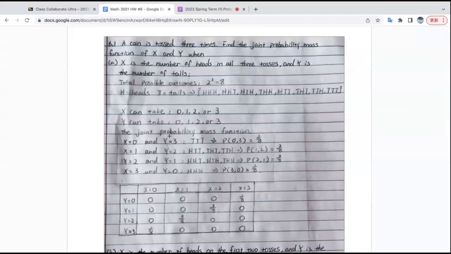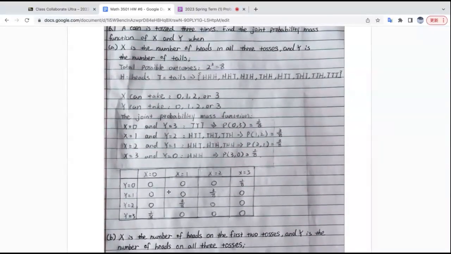So the joint probability mass function, which is when X equal to 0, Y equal to 3, we will have one outcome. So the probability of 0, 3, which is 1/8, and X equal to 1, Y equal to 2, we will have 3 outcomes. So the probability of 1, 2, which is 3/8, and X equal to 2, Y equal to 1, we also will have three outcomes. So the probability of 2, 1, which is 3 over 8, and X equal to 3, Y equal to 0, which will have one outcome. So the probability of 3, 0, which is 1 over 8. And also I make a diagram to see that beside these four probabilities, others all are 0.